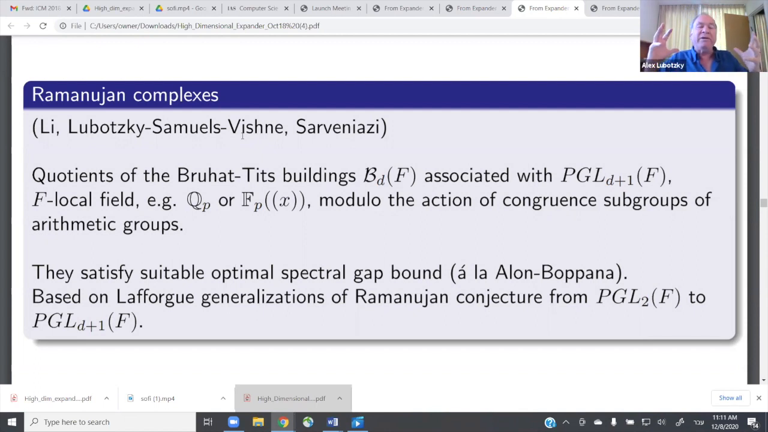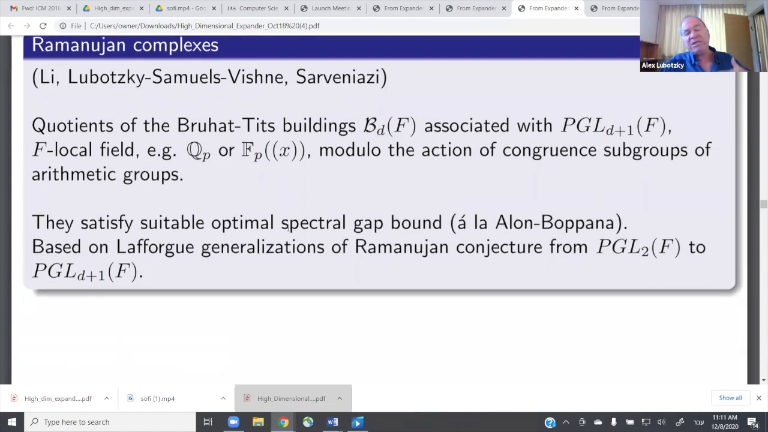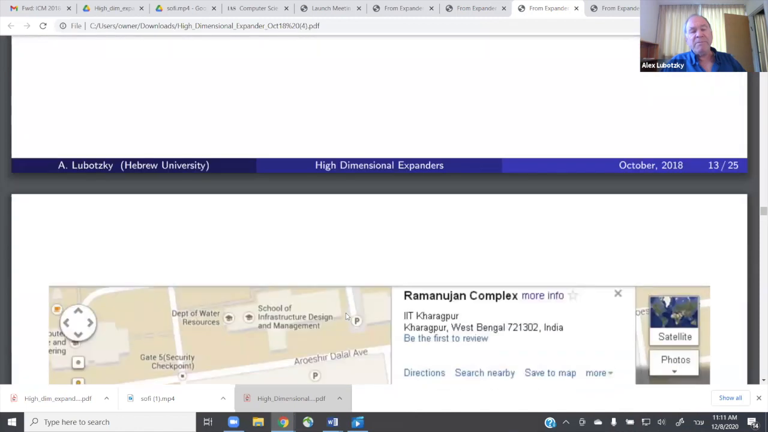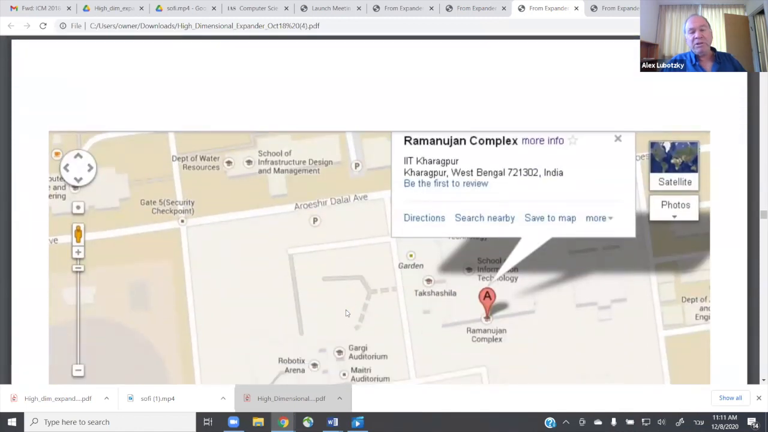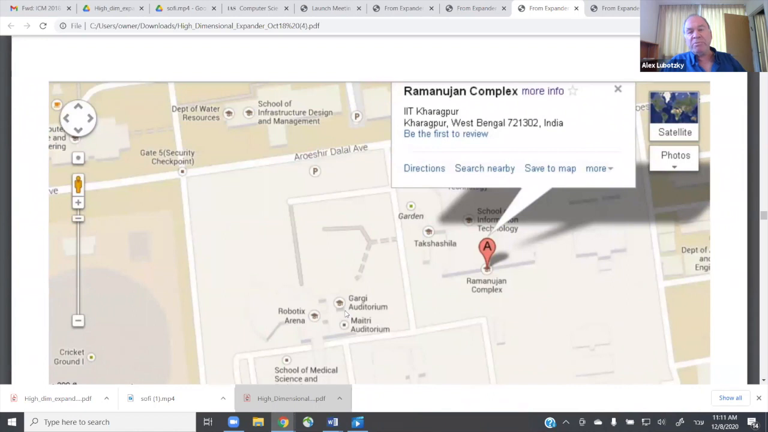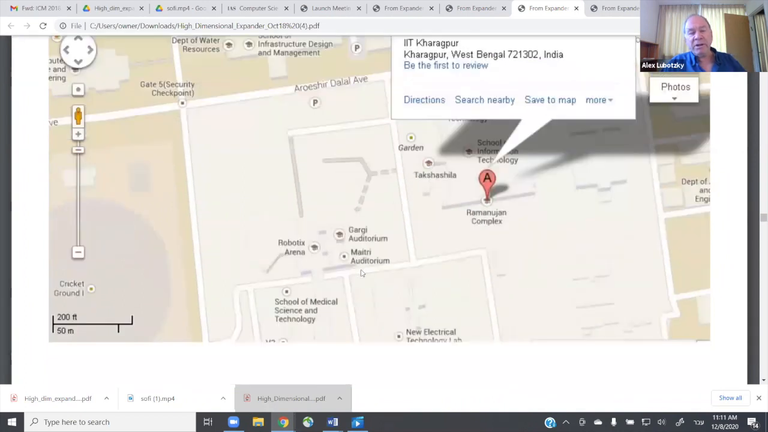We just had the feeling that there must be some beautiful combinatorics behind this theorem, and we worked it out. What are the objects? We even have an explicit construction. Everything is much more difficult. It took us a long time, but eventually we did all of this. And now, if you want to see an explicit construction of Ramanujan complexes, you have to go to India, to West Bengal, where there are explicit constructions of Ramanujan complexes.